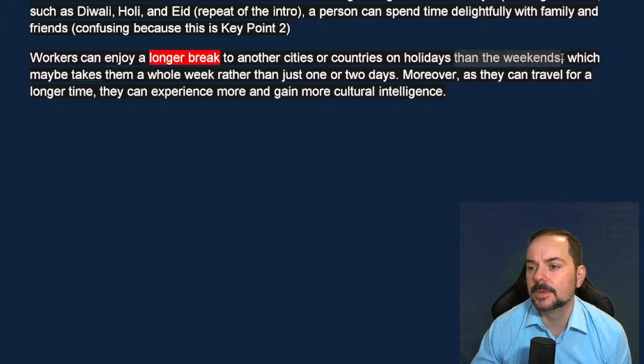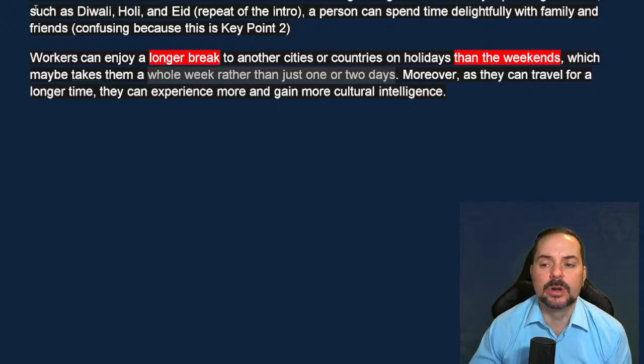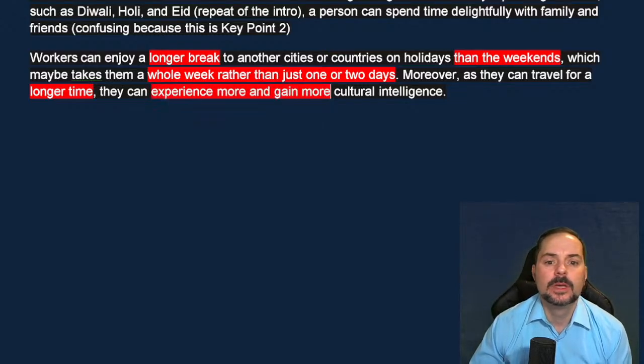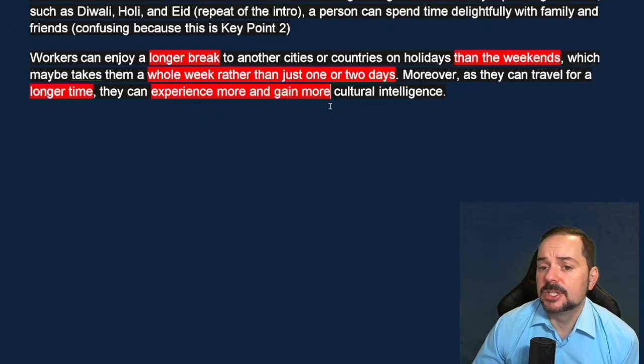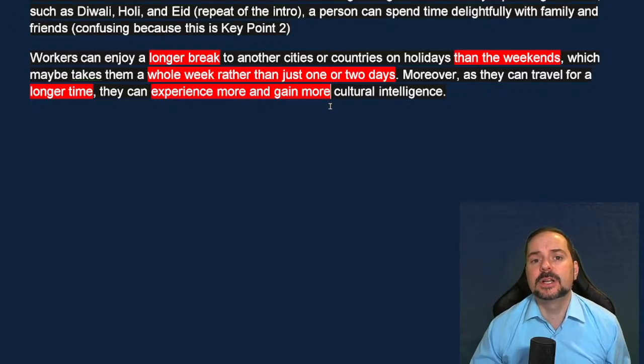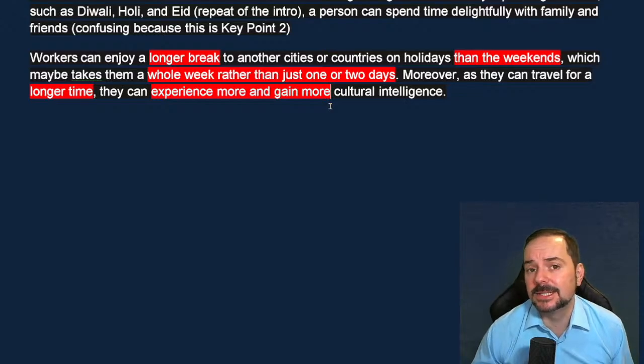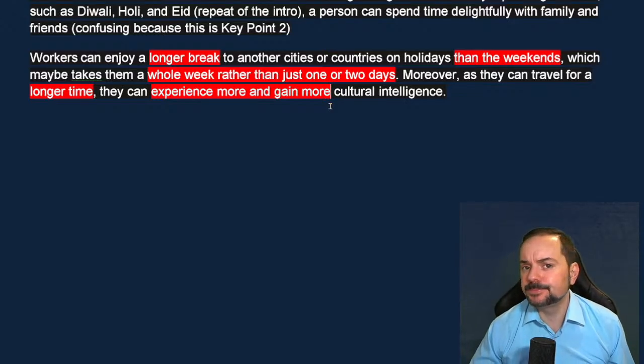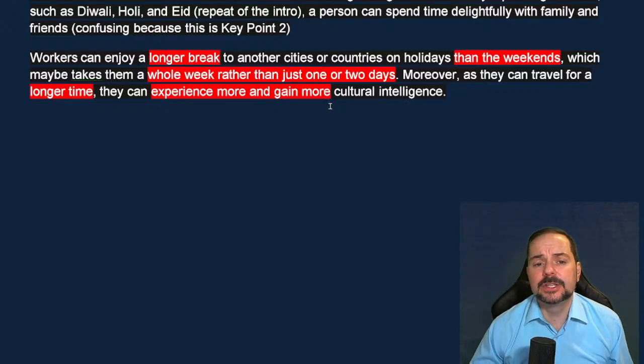So workers can enjoy a longer break than the weekends, right? Which maybe takes them a whole week rather than just 1 or 2 days. Longer break than the weekends. Moreover, as they can travel for a longer time, longer break than the weekends, they can experience and gain more cultural experience. Okay, so all of this, Mi, is repetition. You're basically just giving me the same idea over and over again. And this kind of repetition doesn't allow you to get into more diverse and detailed information that would lead to better writing. It's redundancy, it's confusing, and it's considered lower level of writing.